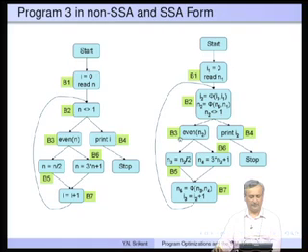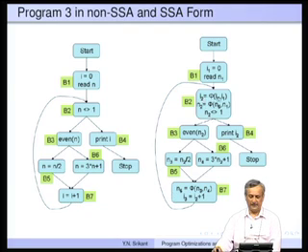There is a third example. So, here is the non-SSA form. It has two junction points, B2 and B7. Each of these join points does not require phi functions for both I and n. B2 requires two phi functions, one for I, another for n, but B7 does not require any phi function for I, it requires a phi function only for n.